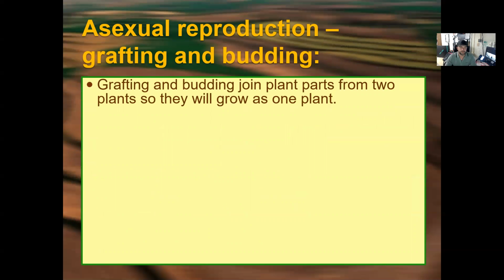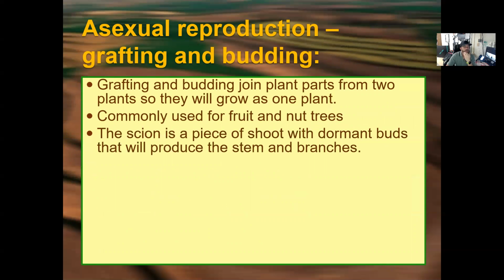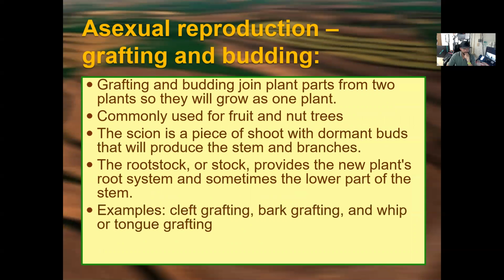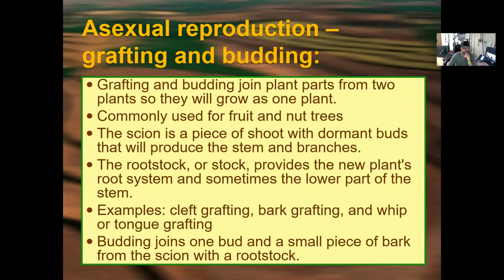Asexual reproduction: grafting and budding. Grafting and budding join plants together from two plants so they will grow as one plant. They are commonly used for fruit and nut trees. The scion is a piece of shoot with dormant buds that will produce the stem and branches. The rootstock or stalk provides the new plant's root system and sometimes the lower part of the stem. Some examples are cleft grafting, bark grafting, and whip or tongue grafting. Budding joins one bud and a small piece of bark from the scion with a rootstock.